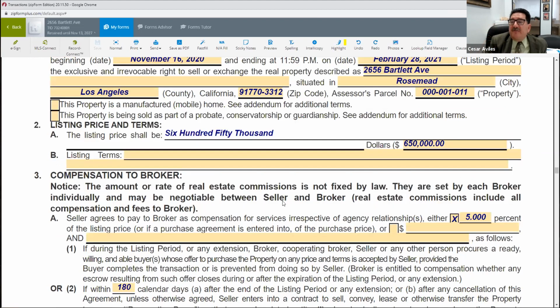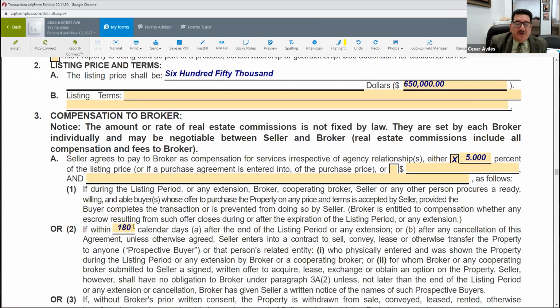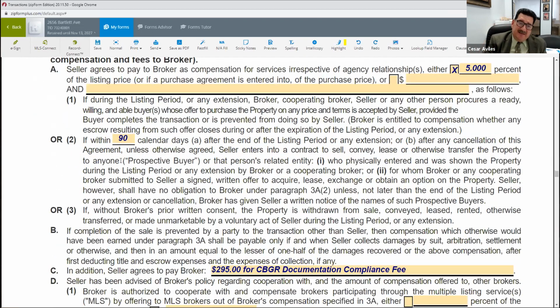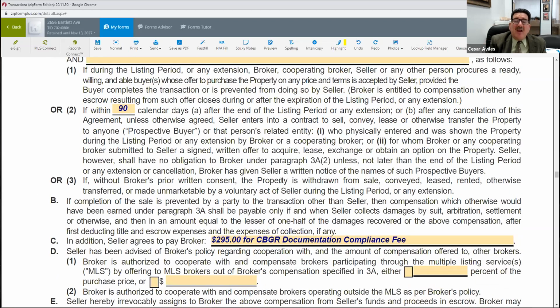We always tell you that if your listing is 90 days, you could always shorten it to 90 days. And it doesn't sound that scary that the seller is tied to you in the event that you want to do it, okay? So those are the three choices: number 1, or number 2, or number 3. If without the broker's consent, the property is withdrawn from sale, conveyed, leased, rented, otherwise transferred, or made unmarketable by a voluntary act of the seller during the listing period or any extension. So technically, the seller is obligated to pay me my commission, even if he changes his mind.